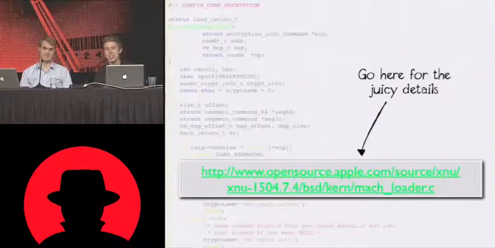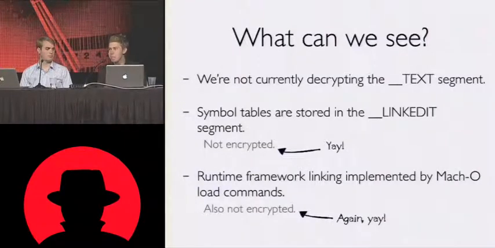If you want the juicy details, all of this is open source. I haven't seen too much research into how this typically works, but I'd like to see more. I think it's really interesting stuff. So given that the text section is encrypted, what can we actually see? In our analysis, we're not currently decrypting the text section. We do have the link edit table, so we get to see all the symbols in the binary. Basically every application I've seen in the iPhone App Store is very gratuitous in the symbols that it gives us. Also, we get to see load commands that show what frameworks we're linking with at runtime.